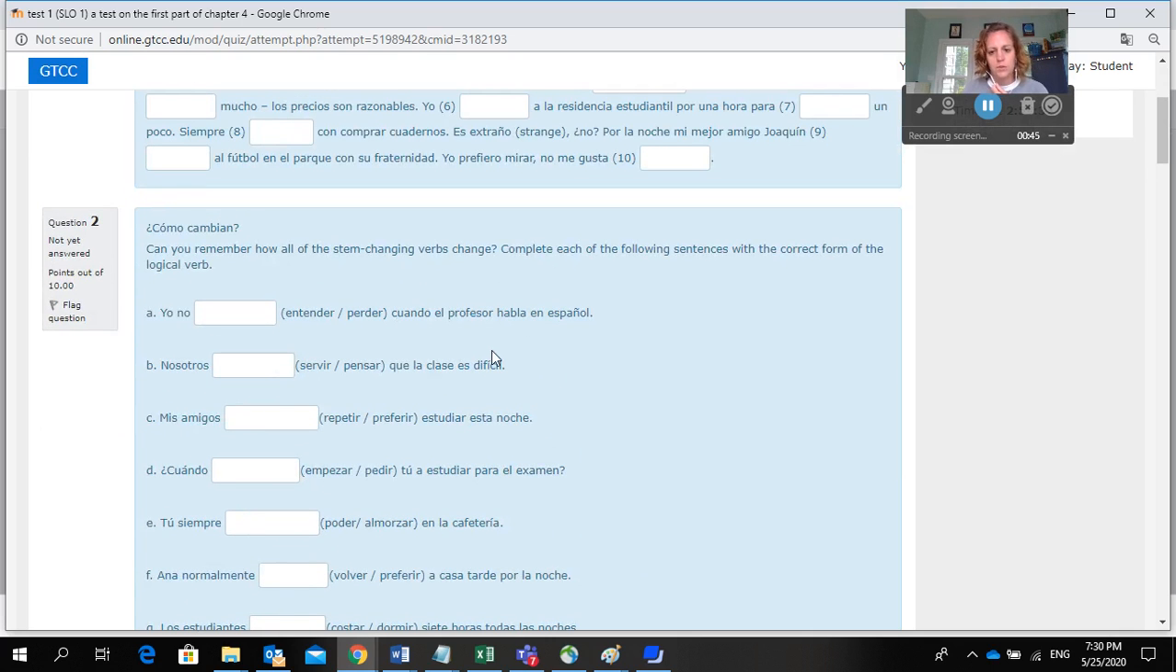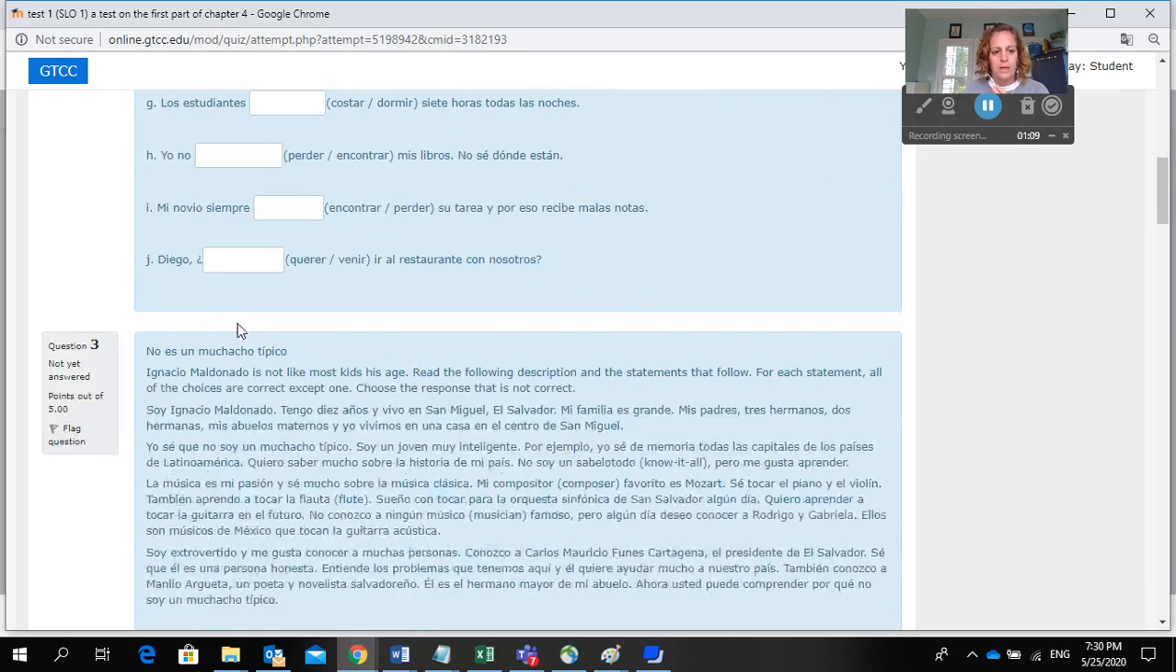Complete each of the following sentences with the correct form of the logical verb. So you've got 2 verb choices for each sentence. Take the one that best completes the sentence and then change the spelling to reflect who it is that is either losing or understanding or serving, etc. And remember, these are stem changing verbs, so there'll be some sort of spelling change in this stem if your subject is anything other than nosotros and vosotros.